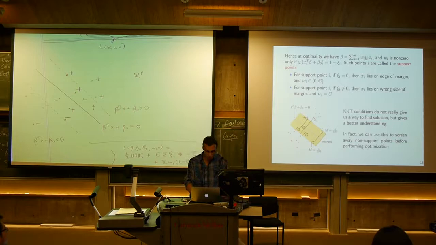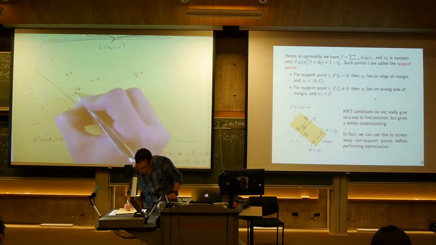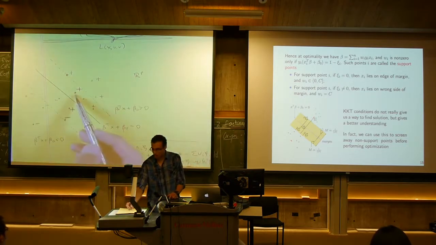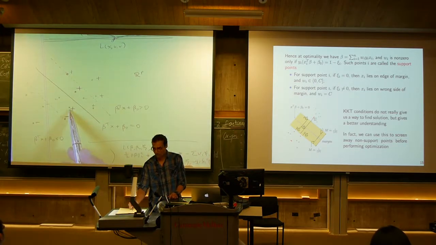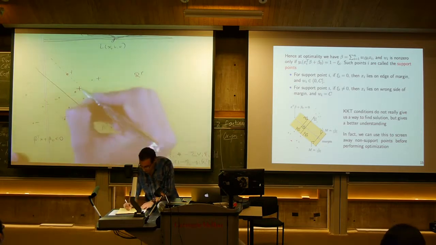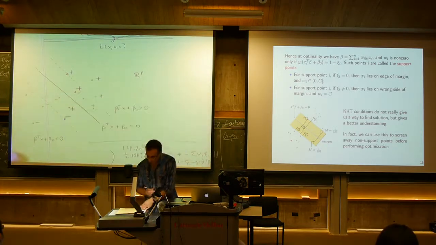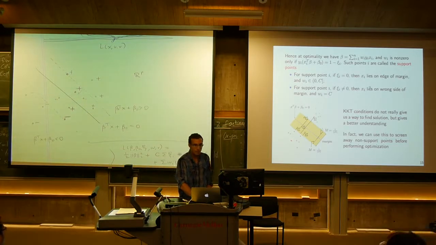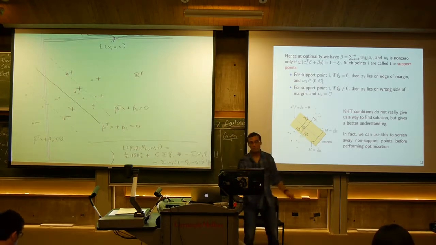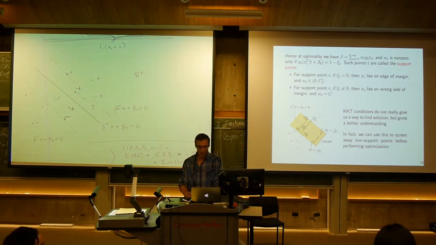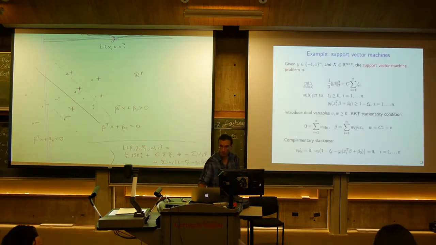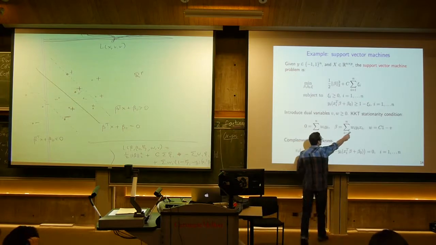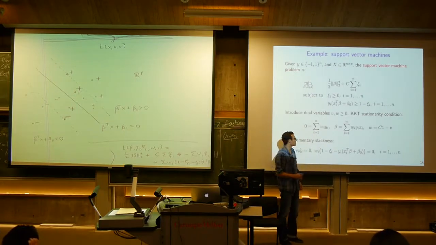For a support point that has non-zero slack, the point lies on the wrong side of the margin. Like for example, this guy lies on the wrong side of the margin, or even this guy lies on the wrong side of the decision boundary, right? Because now this slack is positive. It's this amount. For such points, we actually know that the dual variable must be equal to c. So they have the biggest effect in determining the primal solution, because their dual variables are as large as possible.